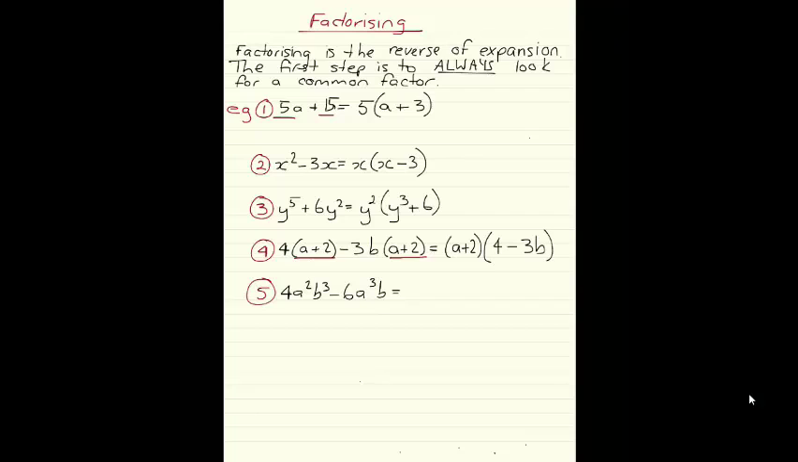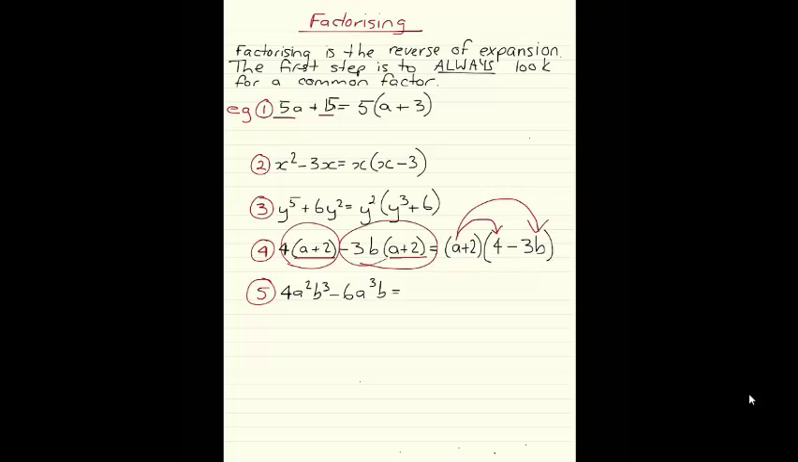Now, at any stage, if you're unsure if you've factorised correctly, go back and multiply it out. If you multiply this one out, a plus 2 times 4 gives me the first term, and then a plus 2 times minus 3b gives me the second term.